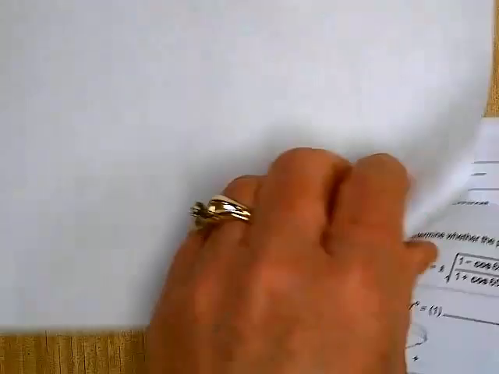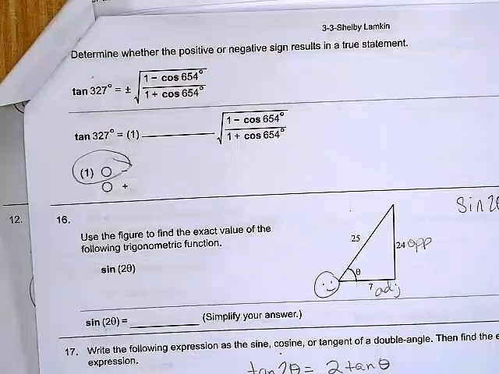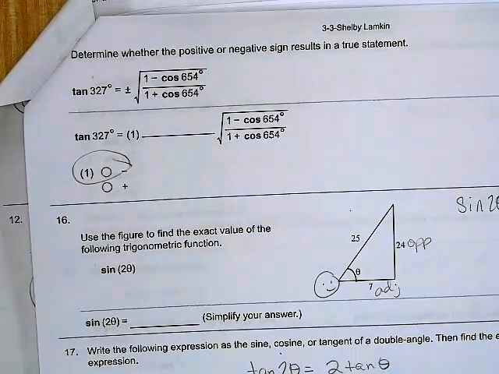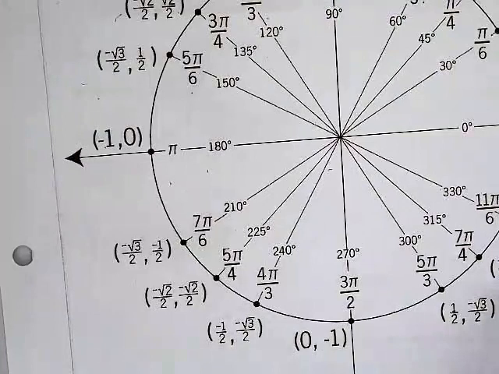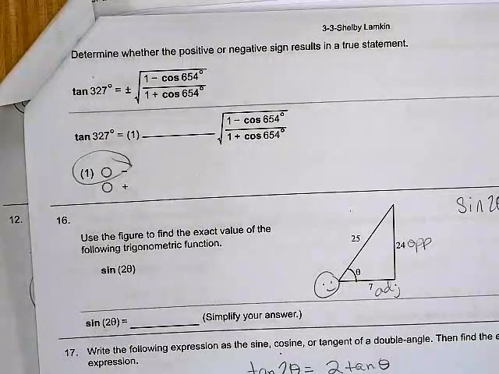The next one says the tangent of 327. That's going to be in quadrant 4. And tangent's going to deal with x and y. And over here in quadrant 4, one's positive and one's negative. So we're going to have a negative tangent there.